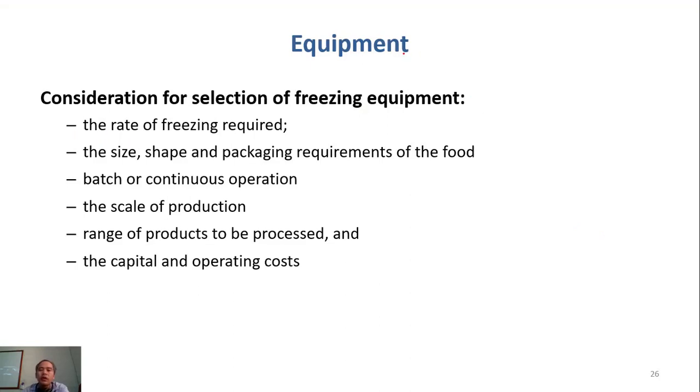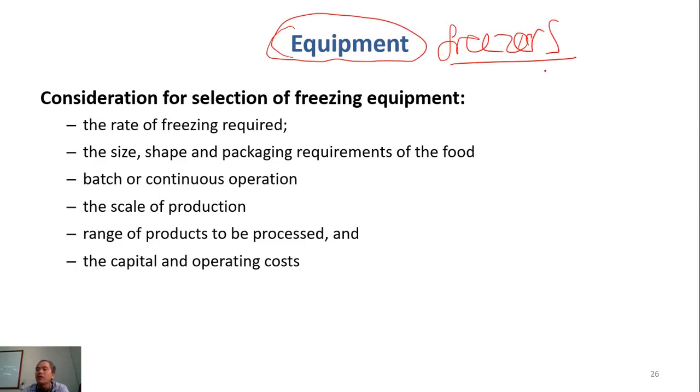Now we go to an important part. We discuss equipment, freezing equipment. Okay, it's the freezer. What are the types of freezers we have? First, we will discuss the factors we need to consider when we want to select freezing equipment. When we want to buy a new system, what do we need to care about?